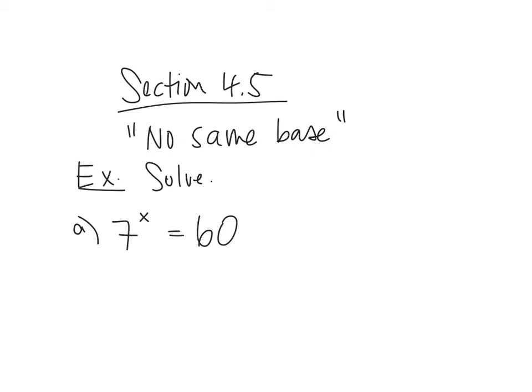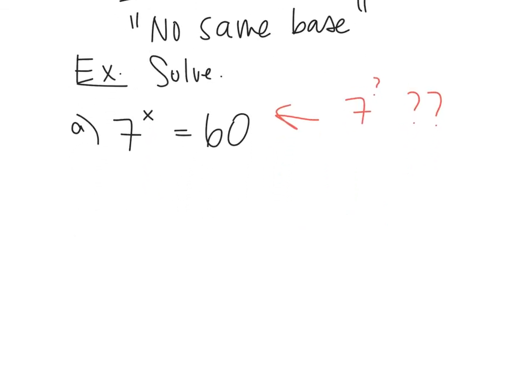Now, the reason I call this no same base is because there is no way that I can rewrite 7 to what power gives me 60. I don't know what that is. It's probably going to be some weird decimal situation. There's no way that I can figure that out. So instead of being like, oh, no way I can solve this problem, wrong. We can do this. Okay, let me scroll up here so we got lots of room.